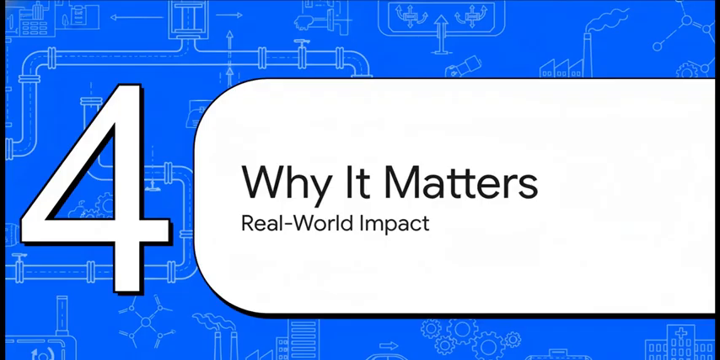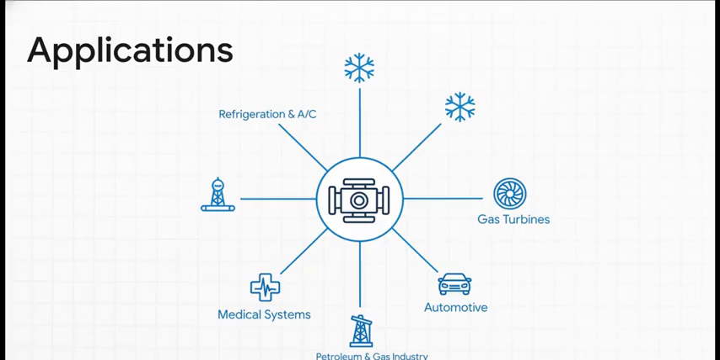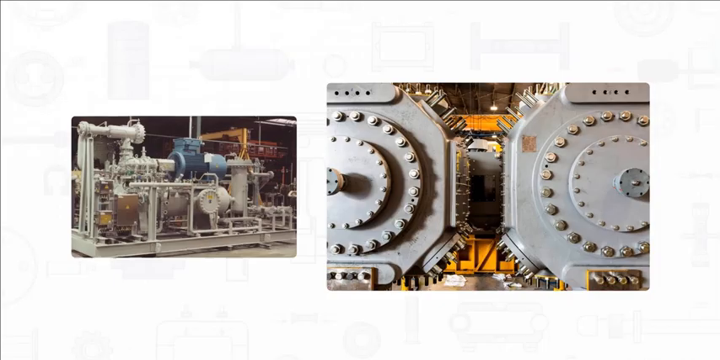Okay, we've seen all the intricate mechanics inside, but why go to all this trouble? Let's zoom out for a second and look at why this one machine is so incredibly vital to our daily lives. The applications are just staggering. I mean, that cycle we just described, that's what makes your refrigerator and your air conditioner work. It's a key part of gas turbines that generate power and allow for flight. It's used in your car, in countless medical devices, and it is absolutely essential to the entire petroleum and natural gas industry. And they come in literally all shapes and sizes.